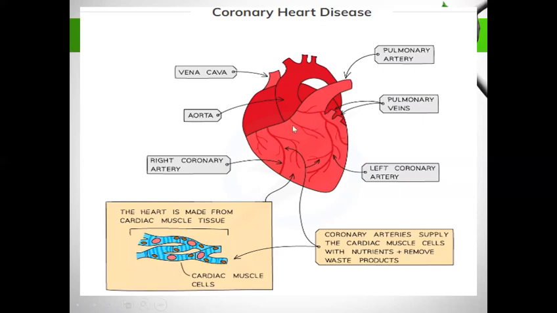So you can see that in the whole heart, there is a network of blood vessels. Okay, the main coronary artery is there. From the main coronary artery, different branches are coming. Okay, so if there is a blockage, then that part of the heart is in trouble. It doesn't perform its job.